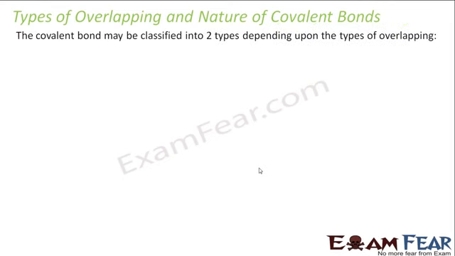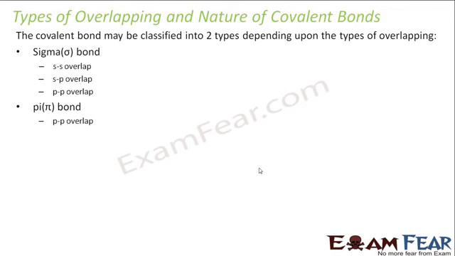So there are different types of overlapping in the nature of covalent bond, and there are generally two types of overlapping or bond. One is the sigma bond. In sigma bond we have SS overlap, SP overlap and PP overlap also. For pi bond we have only PP overlap. We'll see all this sigma bond and pi bond. Just understand that we have two types of bond, sigma bond and pi bond. Sigma bond can happen in three different overlap cases and pi bond can happen in one overlap case.